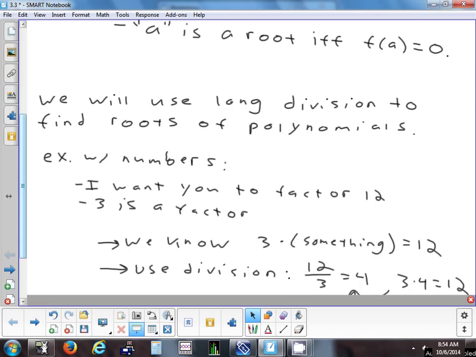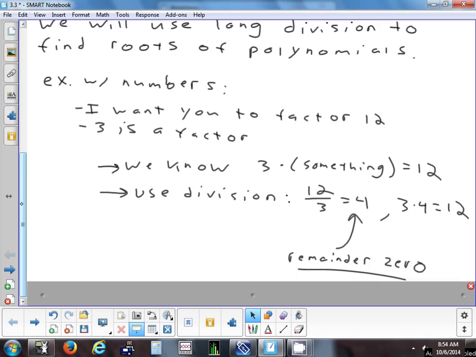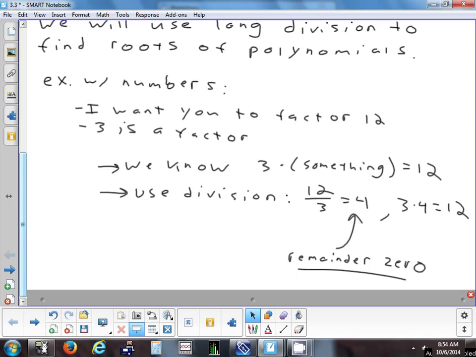You can do exactly the same thing with a polynomial. If I give you a polynomial and I say x minus 5 is a factor, well, you can divide that polynomial by x minus 5, and you can find the other factor. It's exactly the same idea as we just did with numbers. The goal is you're hoping for a remainder of 0.